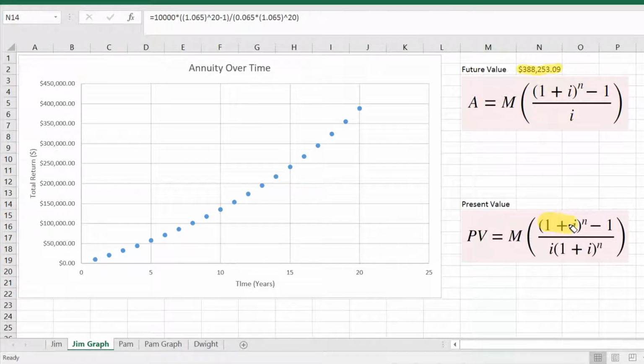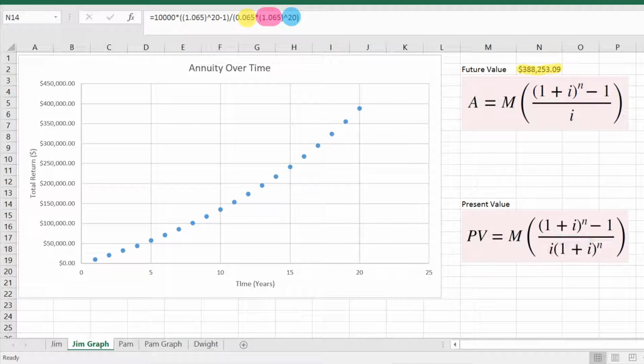Now let's look at the 1 plus I. That's still there. 1 plus 0.065 is 1.065. Nice and easy there. Nothing new. The power of 20 is still there. The minus 1 is still there. What's new is we've got I times, so the 0.065 is there. I'll use a different color. 1 plus I, we've got the 1.065 there. And finally, to the power of 20, there it is. So that's all been put into our Excel formula.